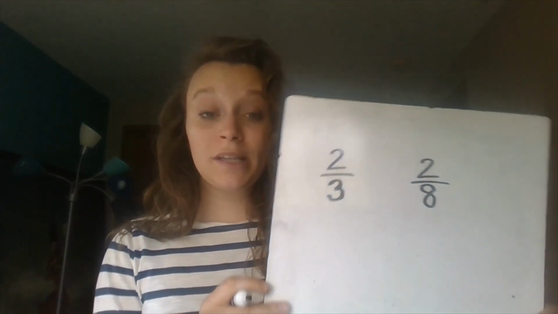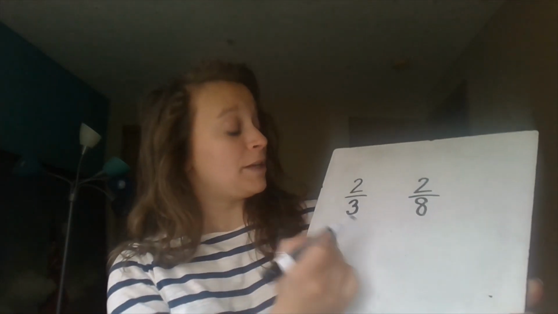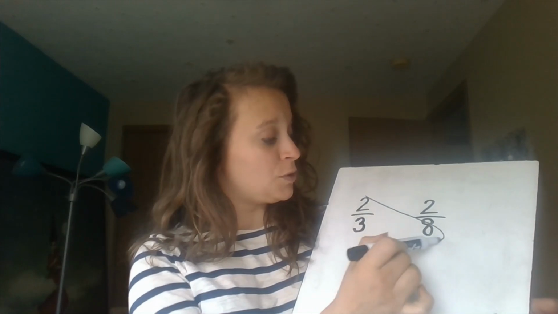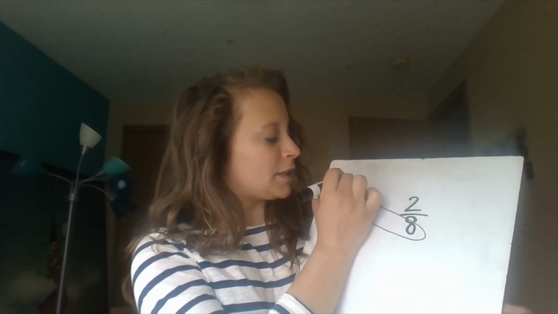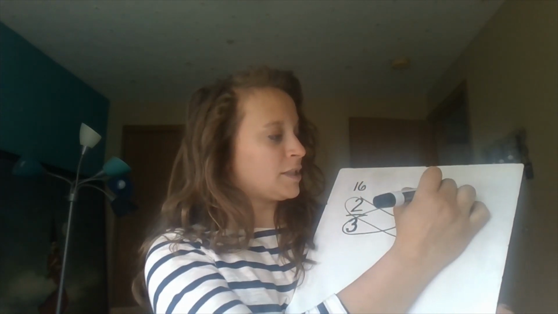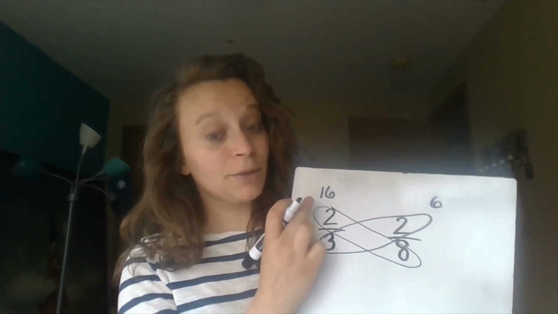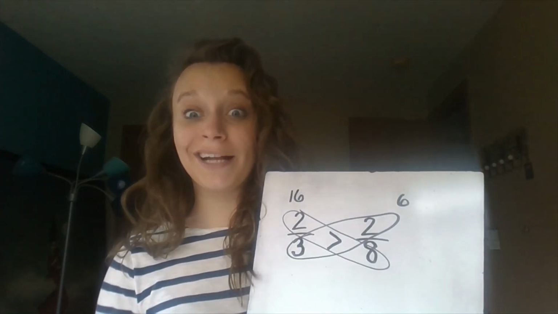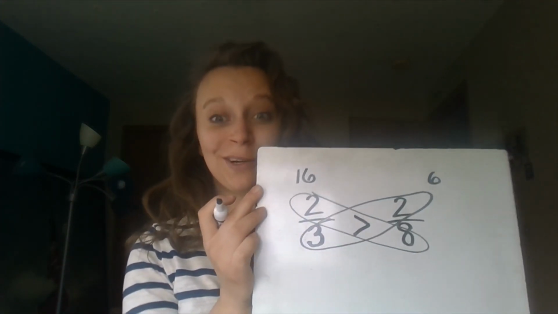If you want to double check yourself and cross multiply, we can do that as well. So remember, we're going to cross multiply like a butterfly. So we're going to do our 2 times 8, which is 16, and 3 times 2, which is 6. We definitely know 16 is bigger than 6. So in my fractions, well, hey, I got the same answer. 2/3 is bigger than 2/8.